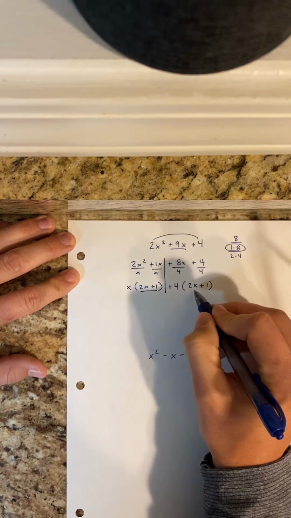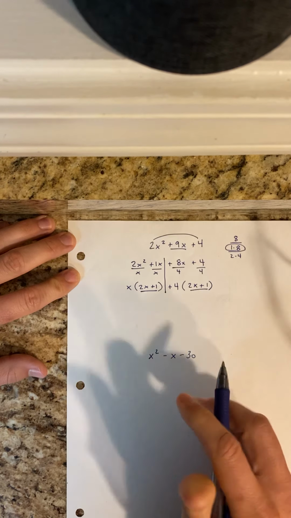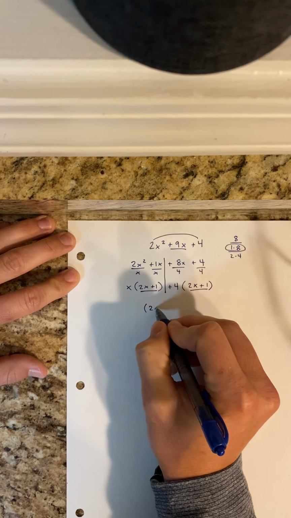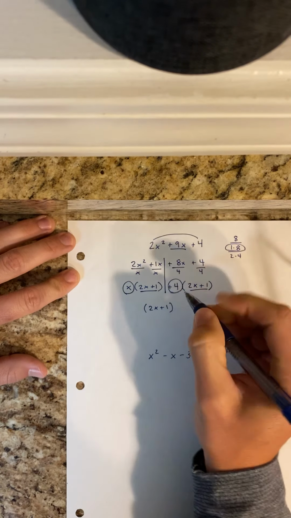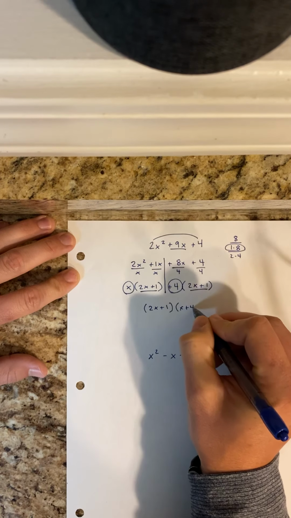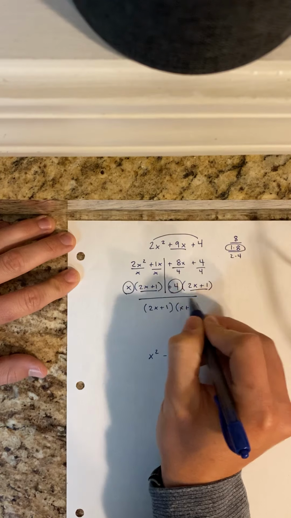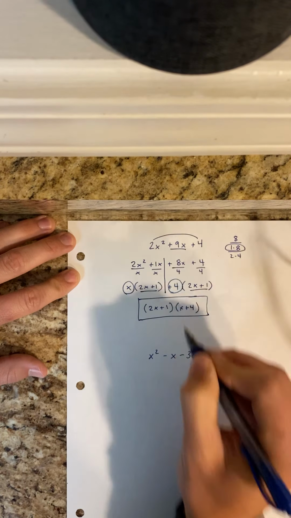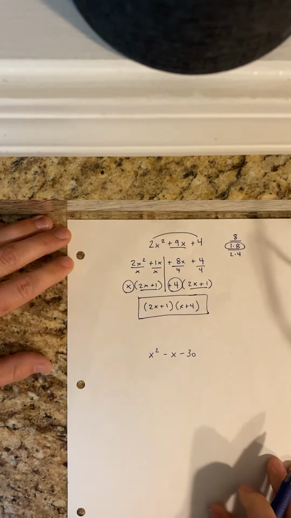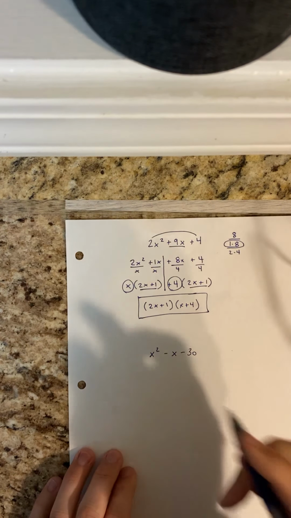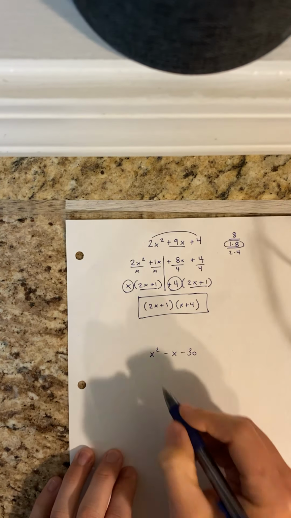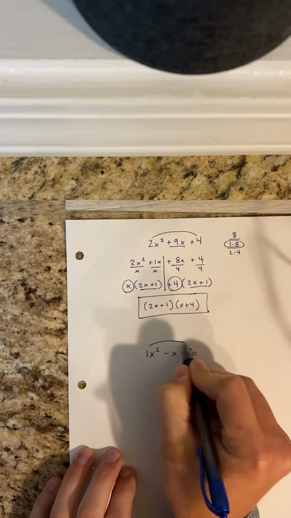Notice that inside the parentheses, those both have the same two terms. So 2x plus 1 comes down, and then our two terms that are on the outside here, x plus 4, becomes our second set of parentheses, and that's our final answer. So that's how we factor by grouping. Well, what if there's no number in front here? We just understand that to be a 1.